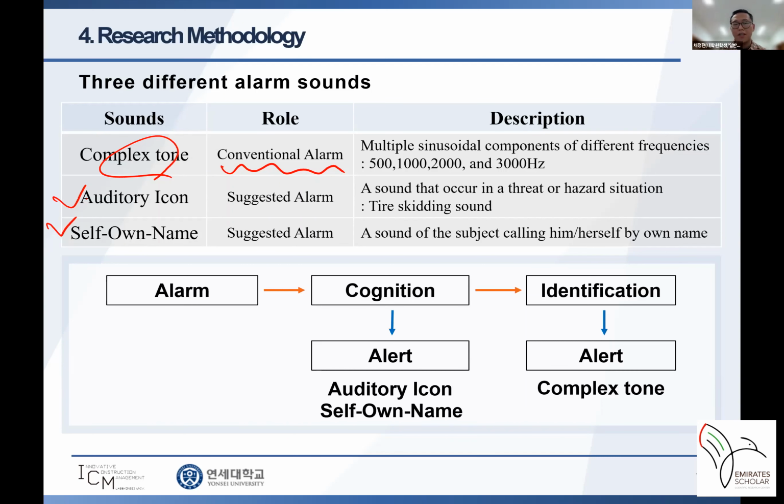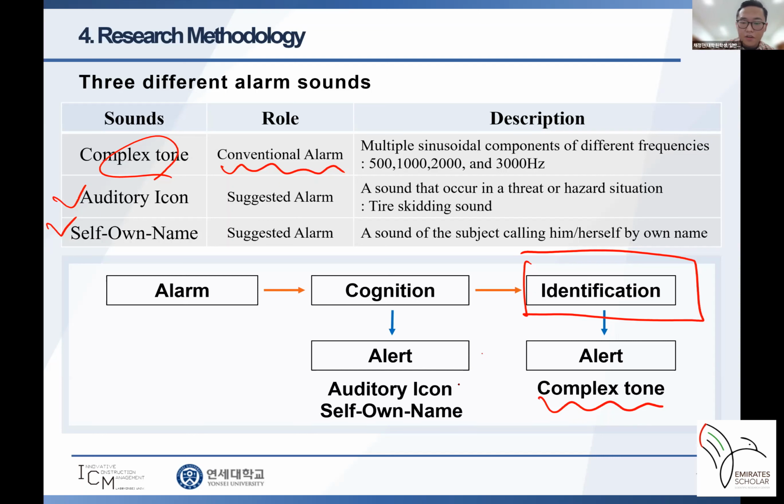The mechanism behind the alarm sound is like this. Complex tone or conventional alarms need an identification process to be alerted, because the beep sound itself does not mean danger. We need to identify the beep sound as a danger alarm.